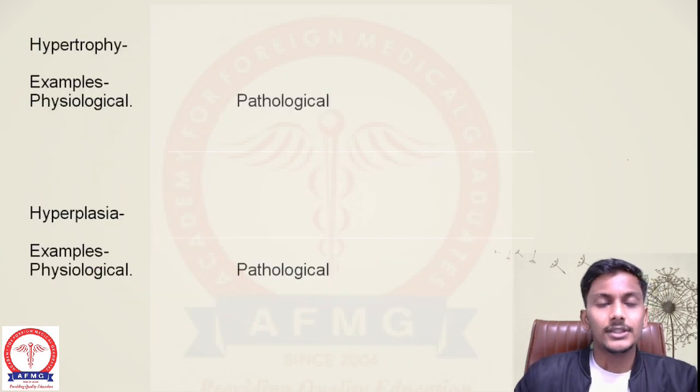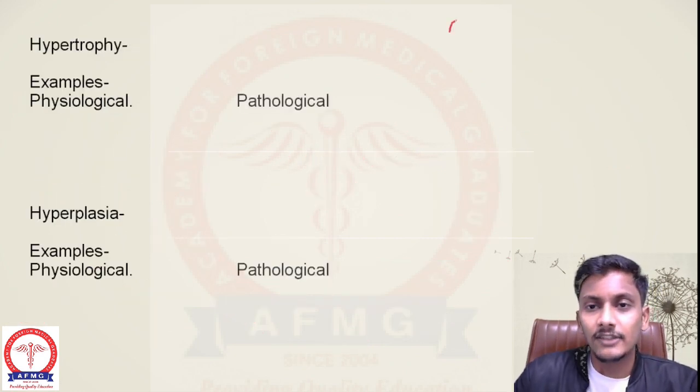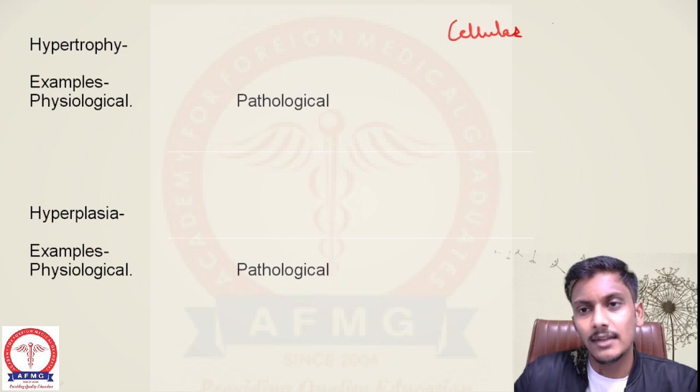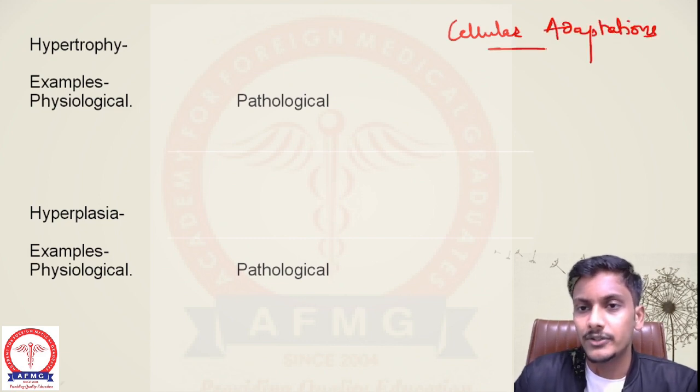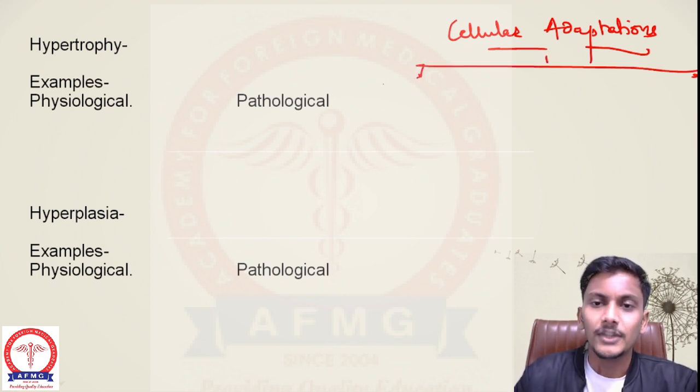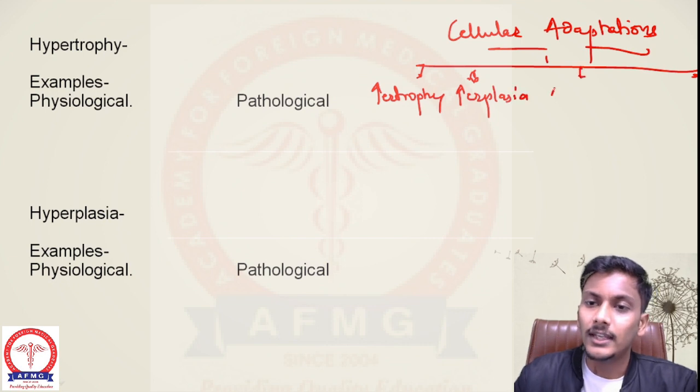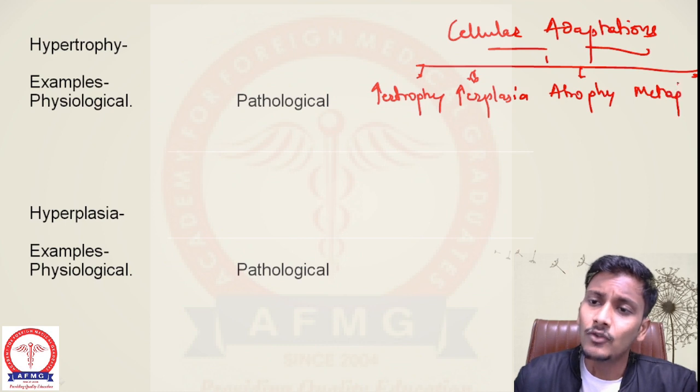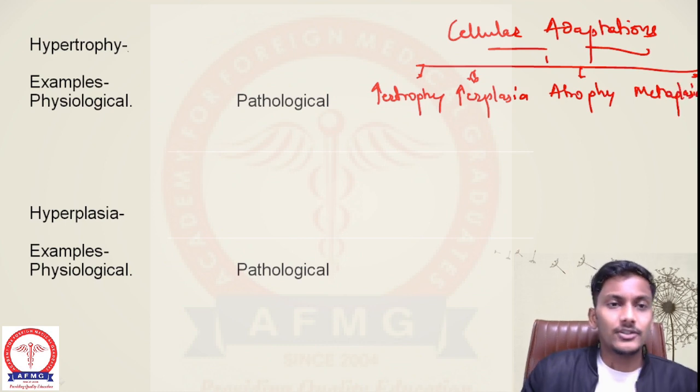Now let's discuss further. As we have discussed, the first change which is seen in cells after injurious stimuli are applied to them is cellular adaptations. And there are 4 different kinds of cellular adaptations. The first one is hypertrophy. The next one is hyperplasia. The third one is atrophy, and the last one is metaplasia. These are the 4 different kinds of cellular adaptations. So we'll start with hypertrophy.